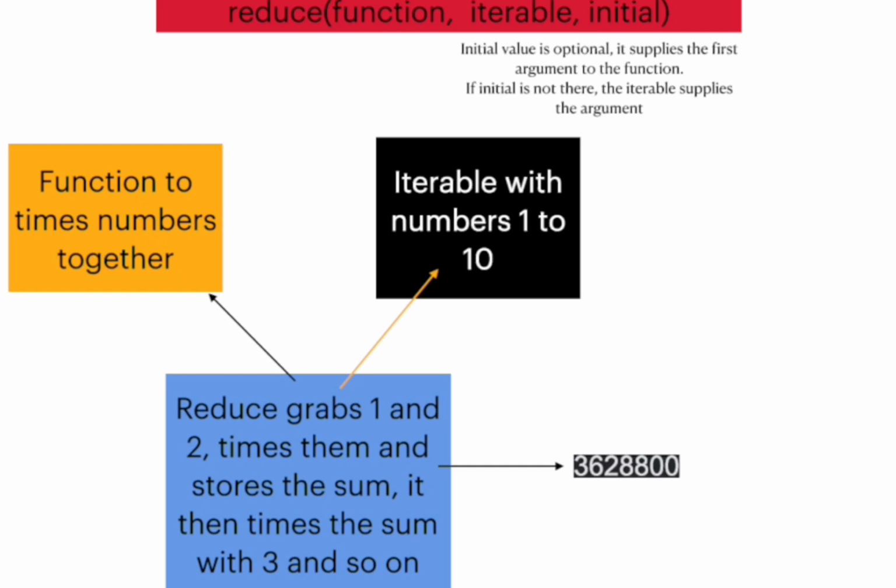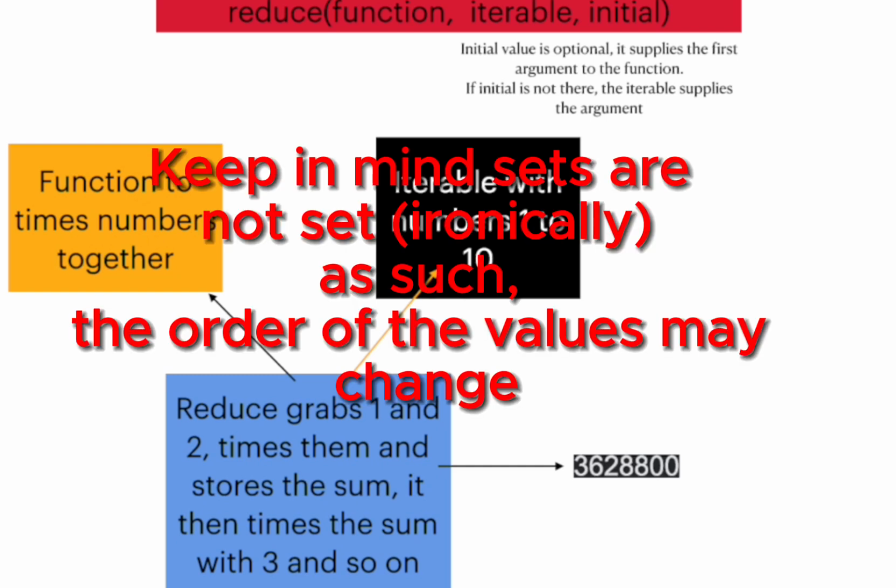The function, for example, can be timesing two numbers together, and the iterable a tuple that has numbers from 1 to 10, or a list that has numbers from 1 to 10, or a set with strings, for example.